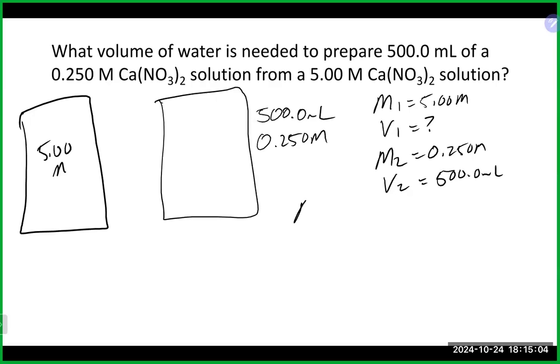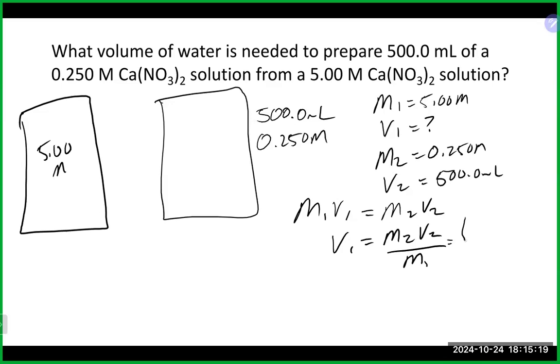So again, here we're going to solve for V1. That's going to give us V1 is equal to M2 V2 divided by M1. Once again, I do not need to convert to liters because I'm using this formula. If you do, you're more than welcome to, but you do not have to. So 0.25 times my 500 milliliters, divided by my 5 molar. Molarities will cancel, and that's 0.25 times 500 divided by 5. And we're going to end up with 25 milliliters.